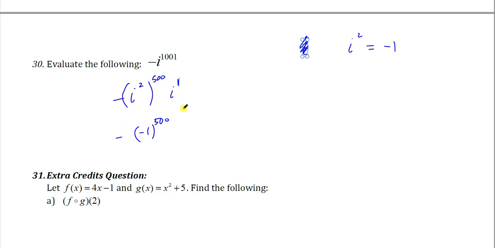Don't forget the minus here. This is either the first power or just i. Now minus 1 is a minus. Minus to the even power just becomes plus 1. Right? It's just 1, and then this is just plus 1 times i. Now minus times 1 is minus 1. Minus 1 times i is just minus i at the end. You should get minus i.